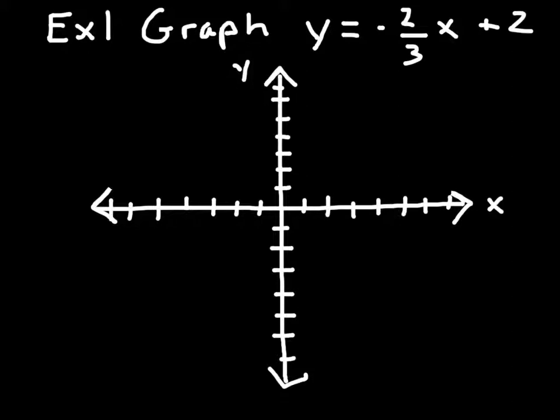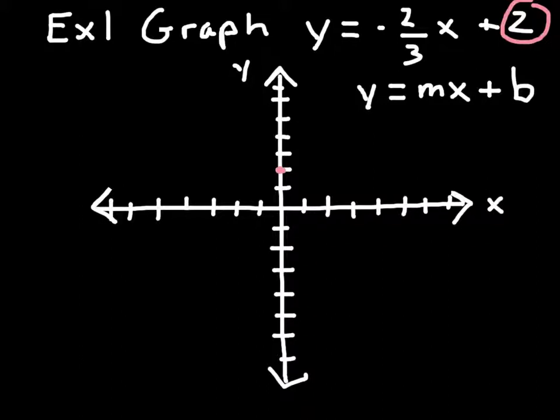I have the equation y equals a negative 2/3 x plus 2. Is this equation in slope-intercept form? Is it in this form where I have some number times x plus some number? And the answer for that is yes. So I know that with this line, I start with the y-intercept. My line is going to cross the y-axis at a positive 2. So I put a point at a positive 2 on the y-axis. Okay, so far so good.